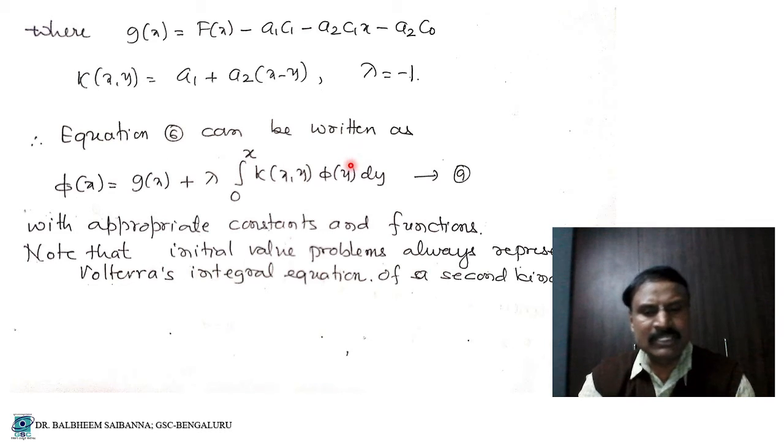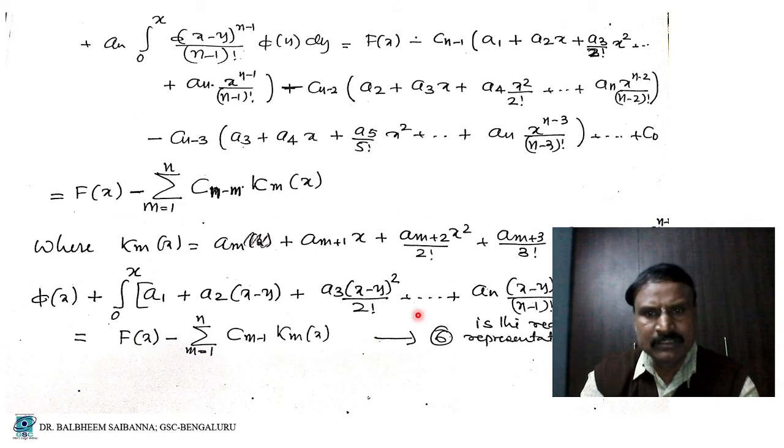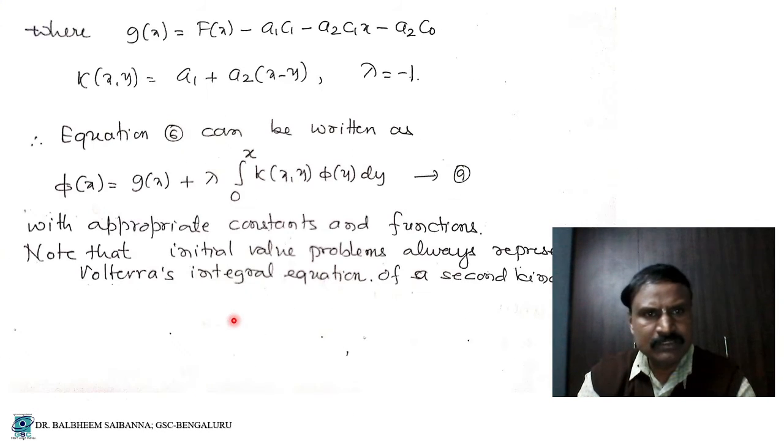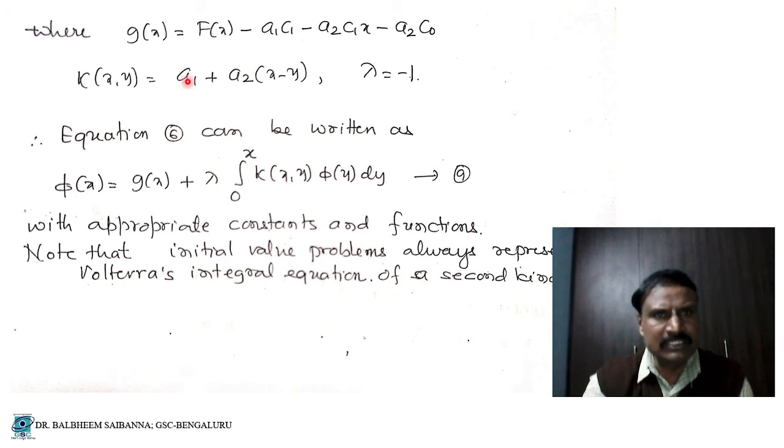Equation 6 can be written as follows. Once we know k of x y and all the values, we can substitute back in equation 6. Then what will we get? The equation pi of x is equal to g of x plus lambda integral 0 to x k of x comma y pi of y dy. This is equation number 9 with appropriate constants and functions. With appropriate functions means the kernel is defined like this, g of x is defined like this, and lambda is defined like this; these are unknowns.